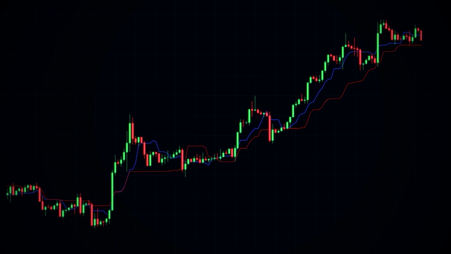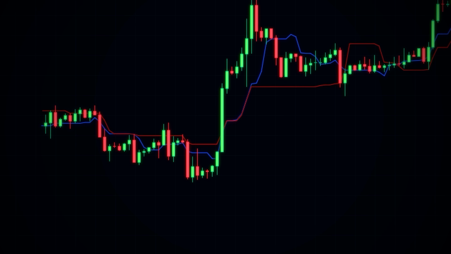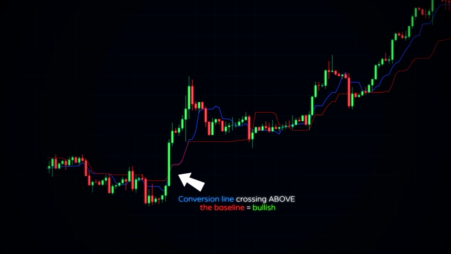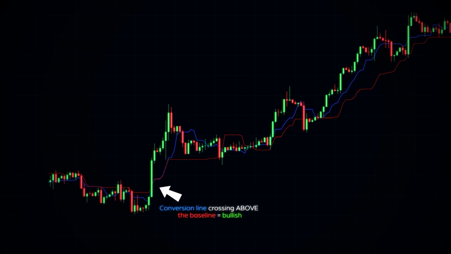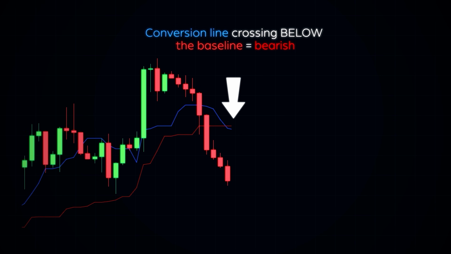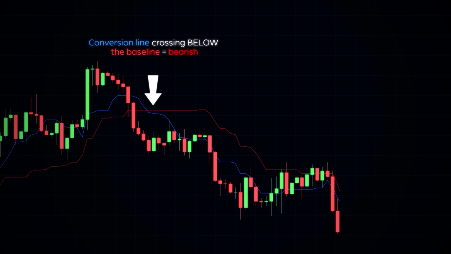The way we'll use these two lines is identical to moving average crossovers. When the conversion line crosses above the baseline, that shows you a bullish signal, and entering a long typically becomes favorable. On the flip side, if the conversion line crosses below the baseline, that means that the trend is bearish, and we can look to take short positions.